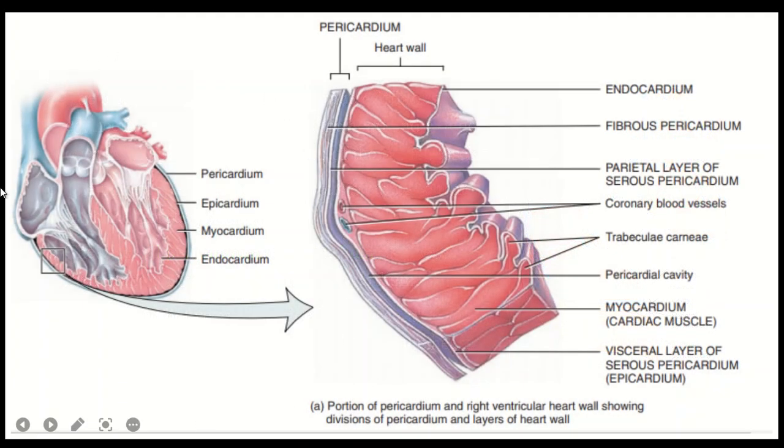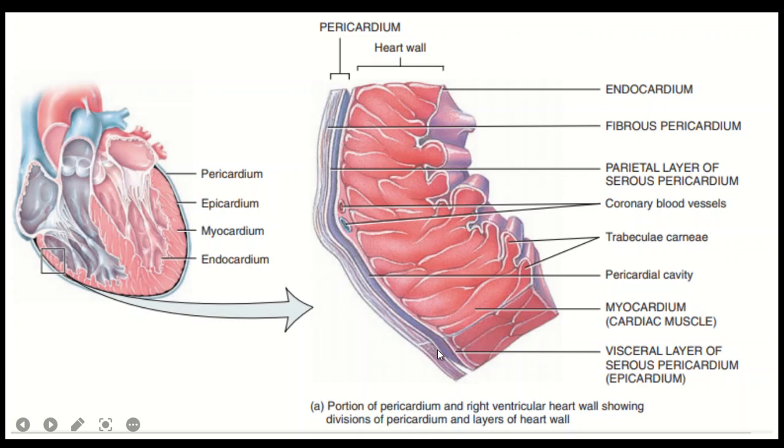So these are the coverings of the heart. We have the pericardium, the epicardium, the myocardium, and the endocardium. This is the outer layer of the heart, the pericardium. And then the epicardium is on the surface of the myocardium. And this endocardium is the inner covering of the heart. So this is the pericardium.